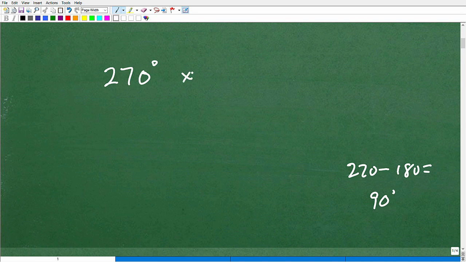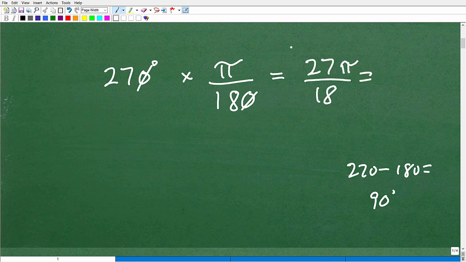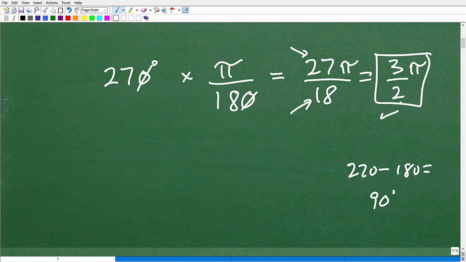So we have to multiply this by a conversion factor. The conversion factor is pi over 180 degrees. So you can see our zeros cancel. This leaves us with the fraction 27 pi over 18. 9 goes into 27 three times, and 9 goes into 18 two times. So that's 3 pi over 2. That's what 270 degrees is equivalent to.